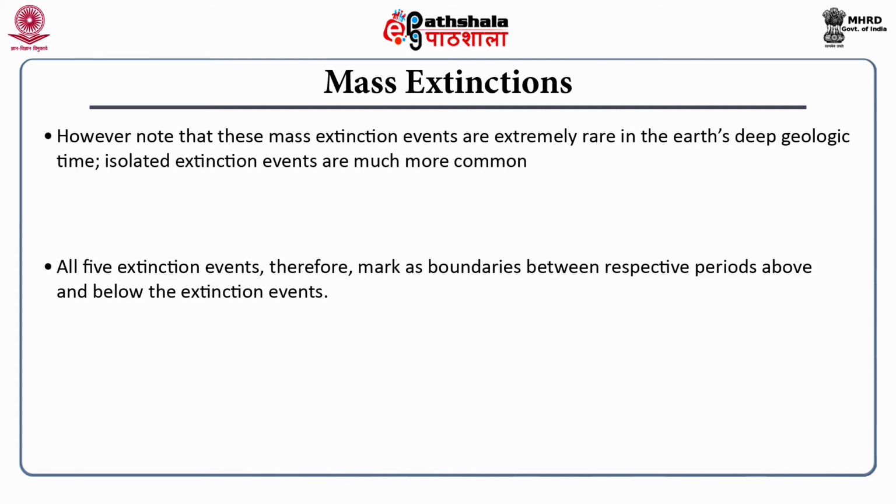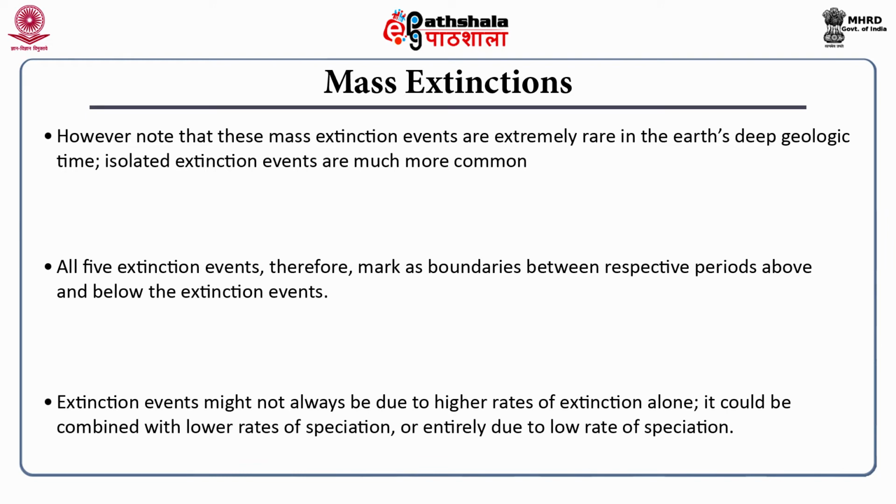All 5 extinction events therefore mark the boundaries between the respective periods above and below the extinction events. Most of these extinction events are marked in the rock layers, one above and one below. You can see a drastic difference between the layers over the extinction events.